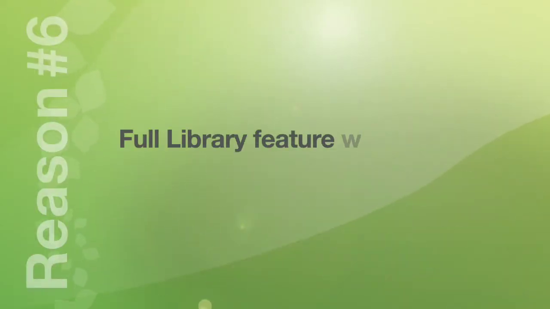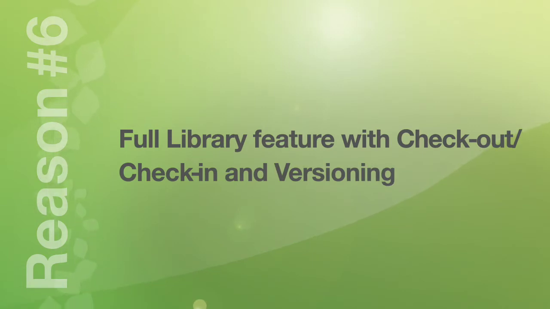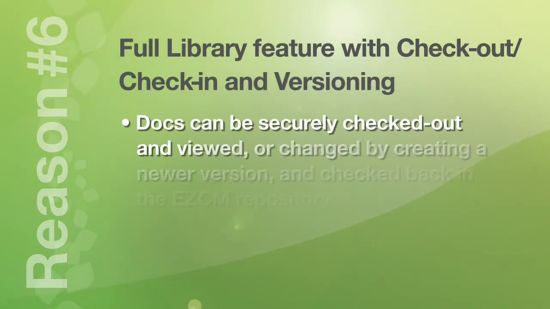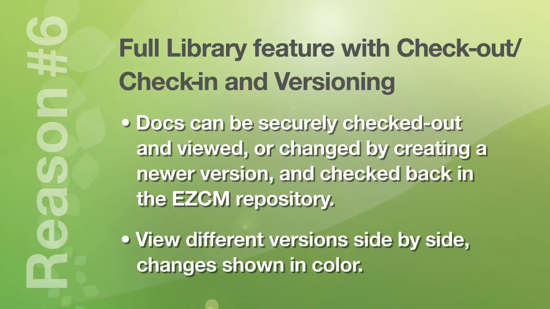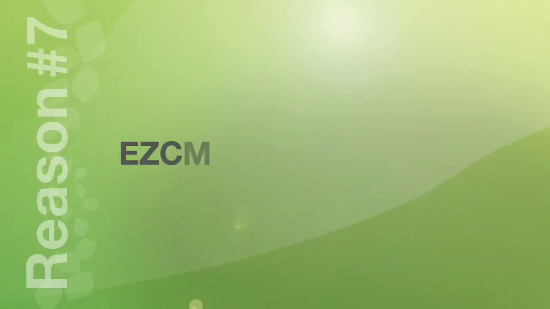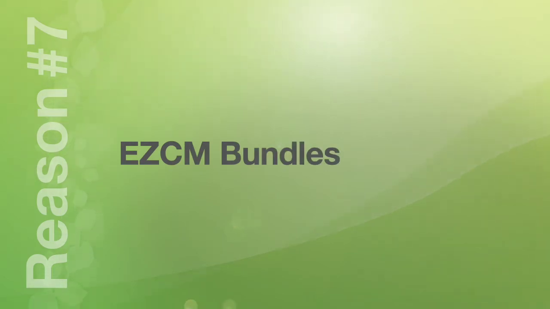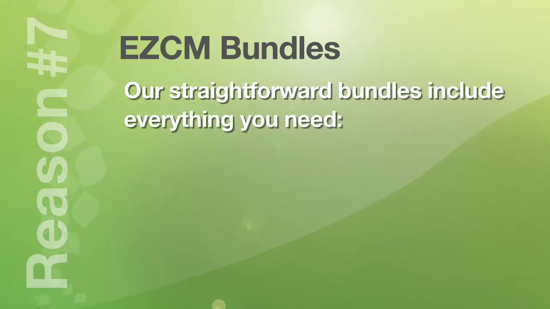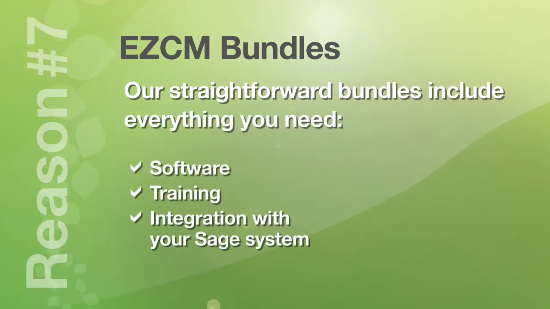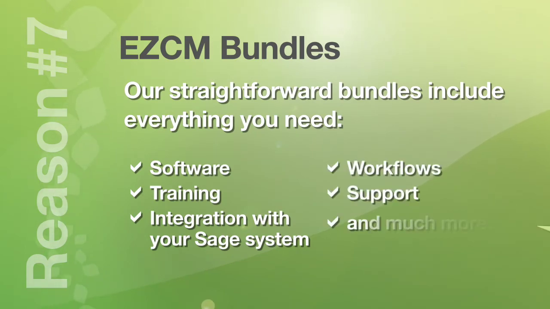Number 6, full library feature with checkout, check-in, and versioning. Documents can be securely checked out and viewed or changed by creating a newer version and then checked back into the EZCM repository. Different versions of the document can also be viewed side by side, and changes that have been made to documents will be shown in color on the screen. And number 7, EZCM bundles. No confusing price lists and licensing headaches here. Our straightforward bundles include everything you need: the software, the training, integration with your Sage system, workflows, support, and much more.